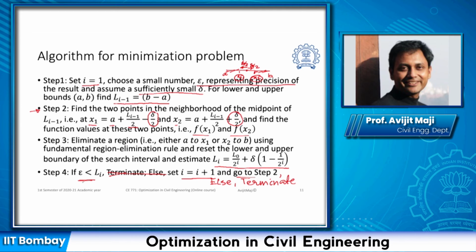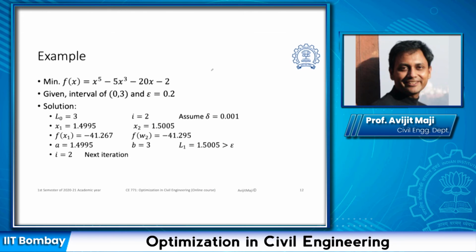until the remaining interval is less than the intended precision, and once we reach there, we terminate. Now let us look into this algorithm through an example. Again, we are choosing the example of the previous method, where we want to minimize this objective function within the interval 0 to 3 for a precision level of 0.2.